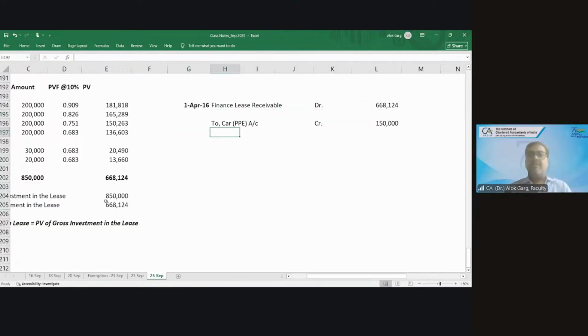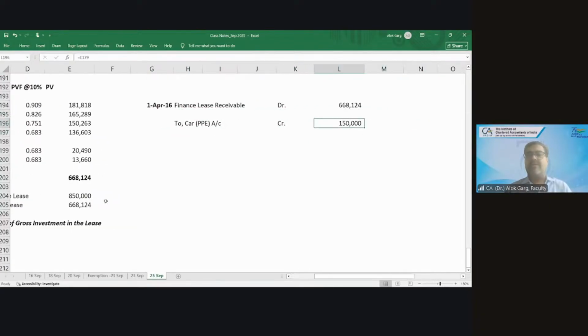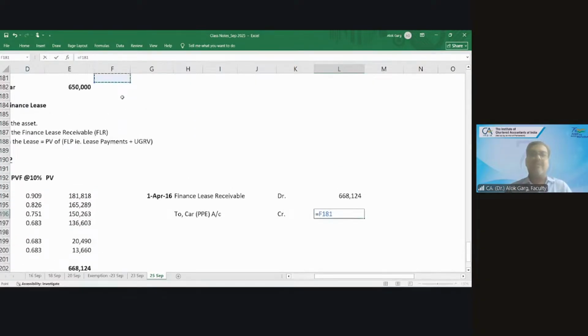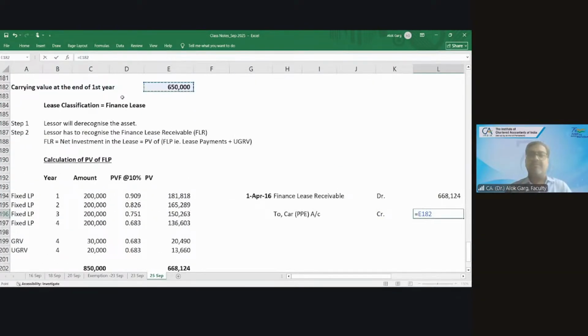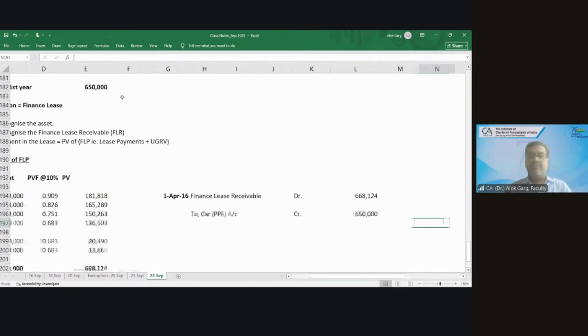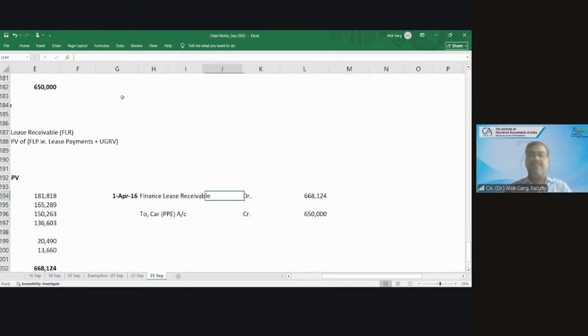So tell me, at what value will I de-recognize my car? What was the carrying value of the car at the end of the first year? 6,50,000. And what is my finance lease receivable debit? 668,124. So where will the difference go? Yes, it is a gain on derecognition.